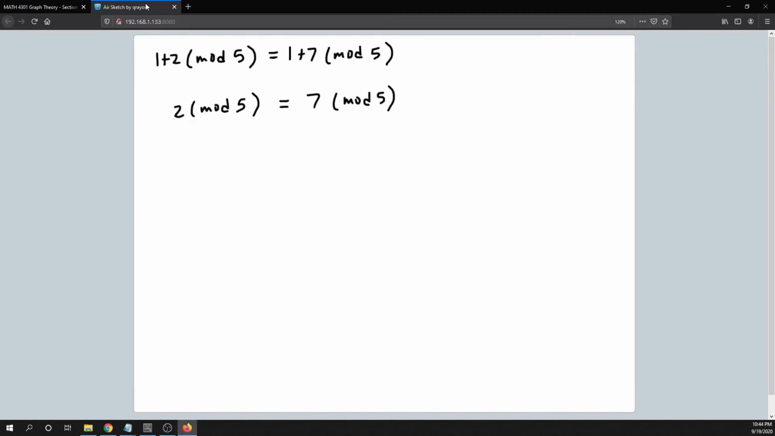Let's verify that out. First, that it is true that 1 plus 2 mod 5 is equal to 1 plus 7 mod 5. 1 plus 2 mod 5 would be 3 mod 5, and 3 mod 5 is 3, since 5 goes into 3 0 times with 3 left over. And then 8 mod 5 would be the other one.